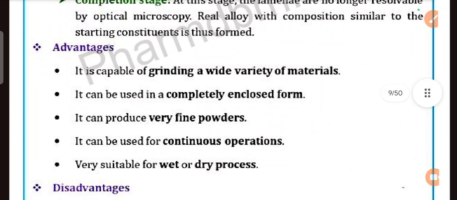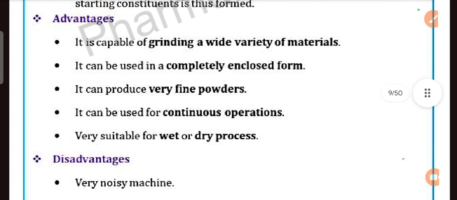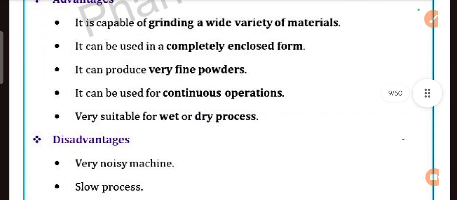Advantages. It is capable of grinding a wide variety of materials. It can be used in a completely enclosed form. It can produce very fine powders. It can be used for continuous operations. Very suitable for wet or dry process.